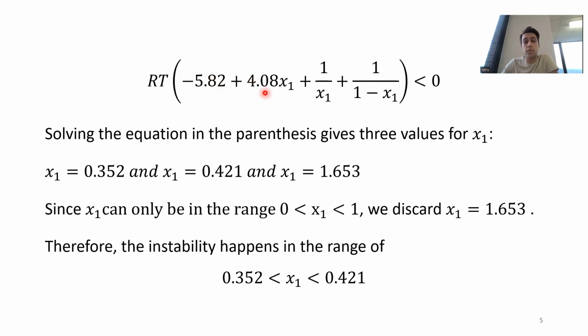When we solve for the roots, we get three different values for x1: 0.352, 0.421, and 1.653. This last one cannot be our answer because the value of x1 should be between 0 and 1, so we discard it. For the instability to happen, the value of x1 should be between 0.352 and 0.421.